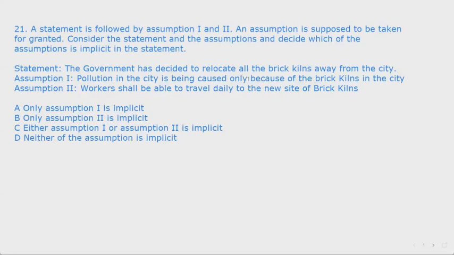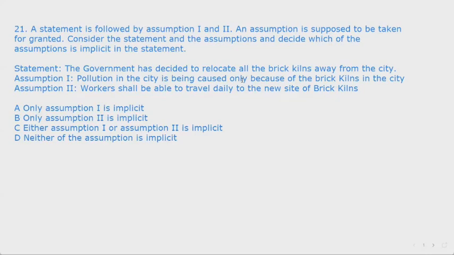The word only makes this assumption an extreme statement. There is not just one reason due to which the government is relocating, and that too caused only by brick kilns. So this is ruled out.